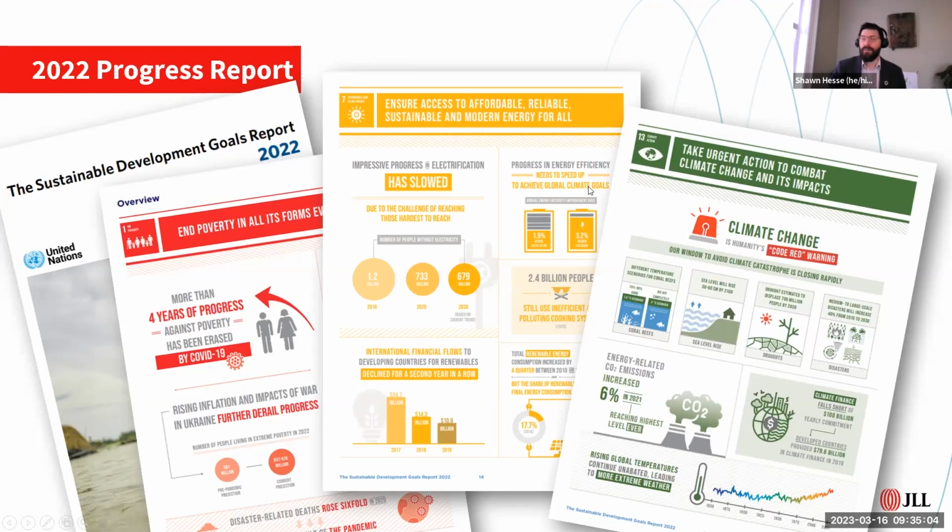In a lot of the years, the progress reports have looked really good, where they're like, look, we've reduced poverty by 5%, or they have shown progress on some of them, but this year's is particularly dire. And climate change is humanity's code red warning, right? Rising global temperatures continue unabated, leading to more extreme weather, et cetera.